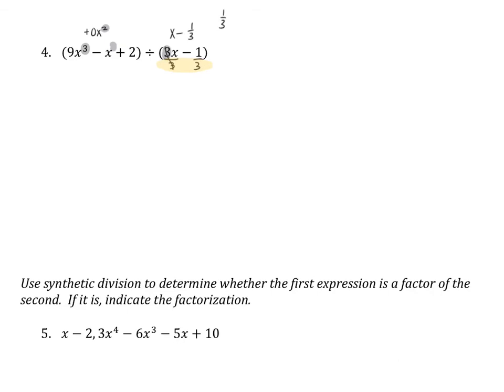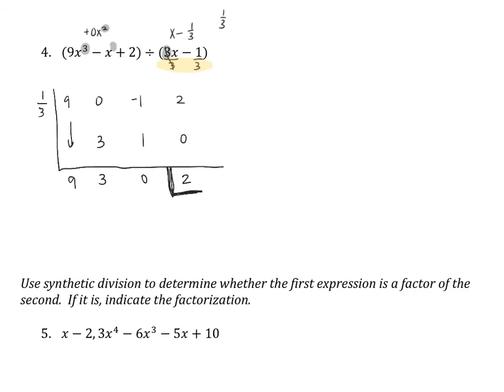Okay, so I'm dividing by 1/3. And my coefficients are 9, 0, -1, 2. Bring down the 9. 1/3 times 9 is 3. Add straight down. 0 plus 3 is 3. 1/3 times 3 is 1. Add straight down. -1 plus 1 is 0. 1/3 times 0 is 0. Add straight down. 2 plus 0 is 2.